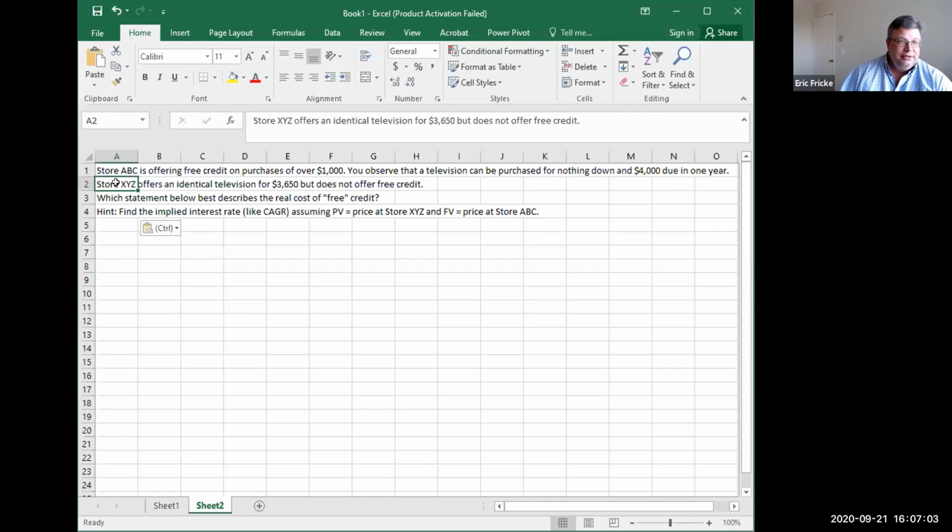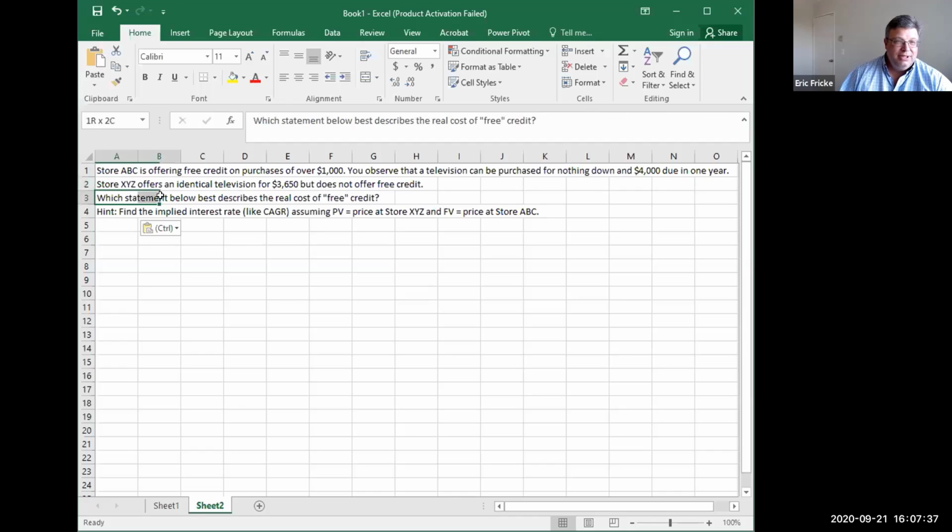Another store offering the same TV, they don't offer free credit, so you have to buy it today. But the price that they're offering is $36.50. So they're offering it for a lower price. So the implication here is that it's really not free credit. Basically, they inflated the price, but then made it so you could delay 1 year in making your payment.